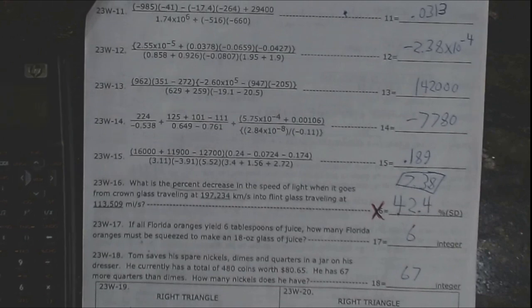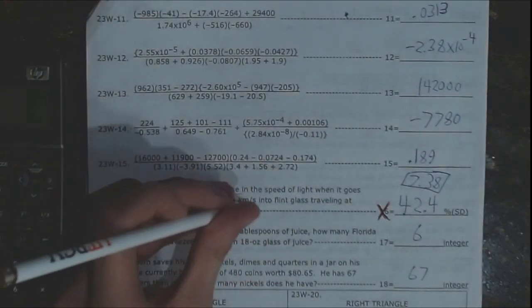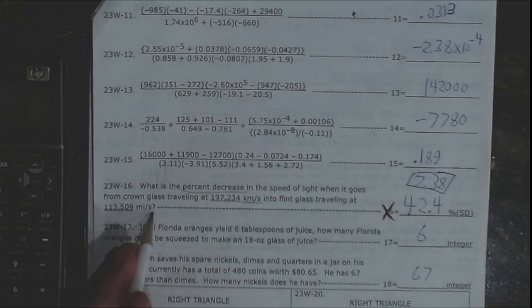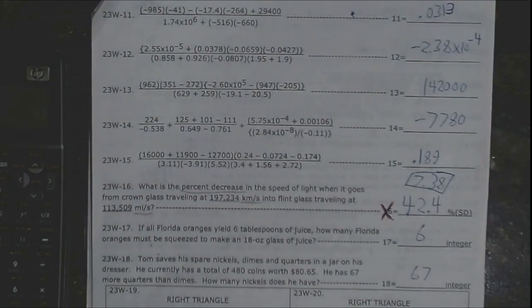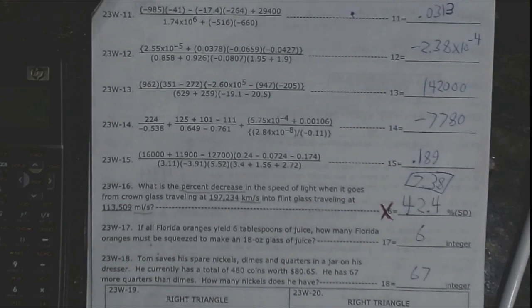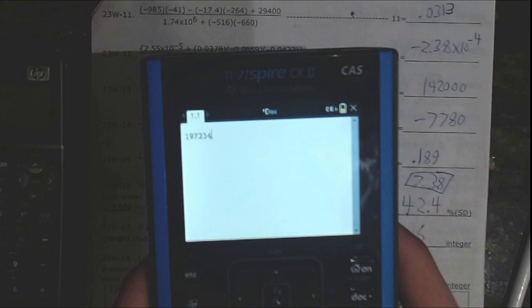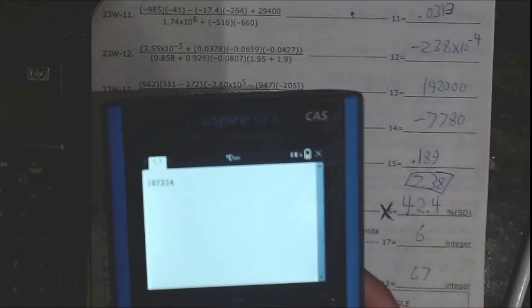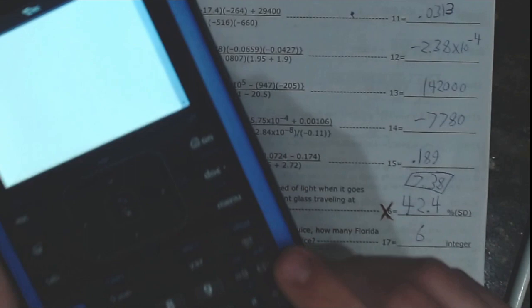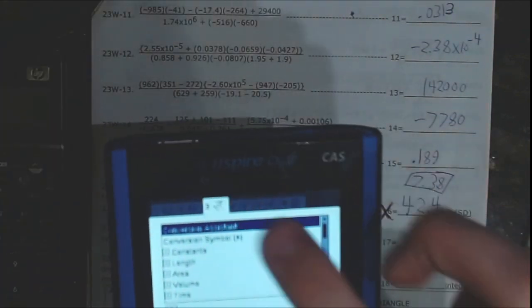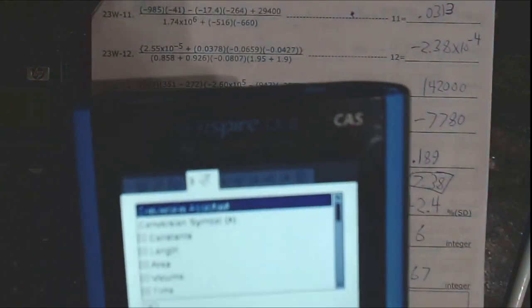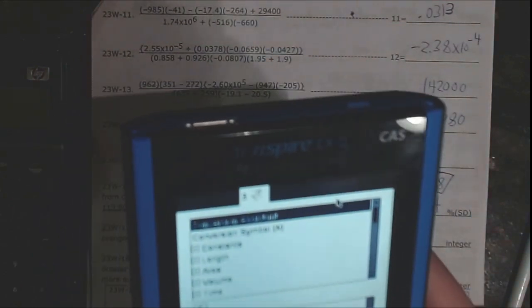We'll do the same thing here, but the extra part is that we have kilometers per second and miles per second. We've got to make sure these are in the same units. So I'll change kilometers per second to miles per second. The way we're going to do that is I'm going to type 197,234 here on my Nspire. I'm going to go to this little book icon right here. I click that, I go to the third option here, and I have this little tool called Conversion Assistant. And so I'll click that.